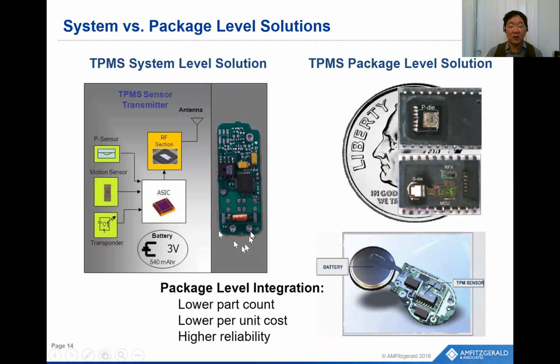we can go back to that Schrader system level MEMS solution. And this is a system level solution. This is a package level solution. So you can see this is the Freescale TPMS system. On the front, we have a pressure sensor. And on the back, we have the accelerometer, a microcontroller, and then the radio frequency transceiver.